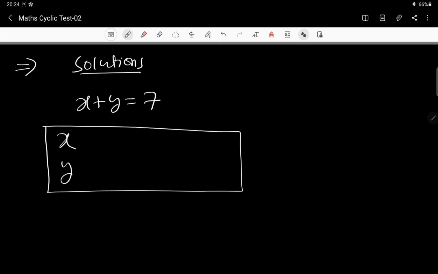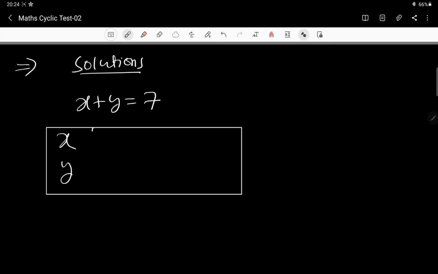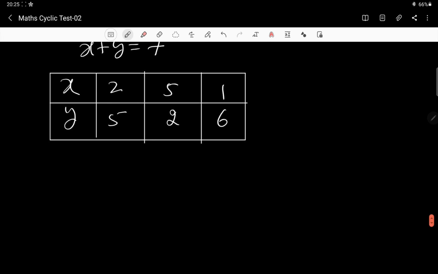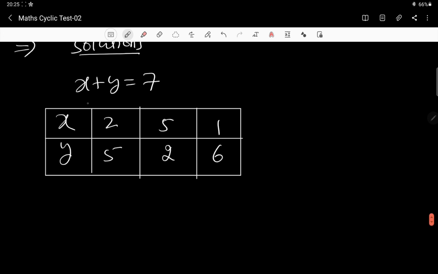You will have this table, and minimum how many solutions are required? Minimum 3 solutions are required, and you must be aware of that. So in this you are going to find these solutions. What are the solutions? 2 comma 5, 5 comma 2, 1 comma 6. You know how to find out these values. This is quite a simple equation, so directly you can put 2 comma 5, 5 comma 2 and 1 comma 6.